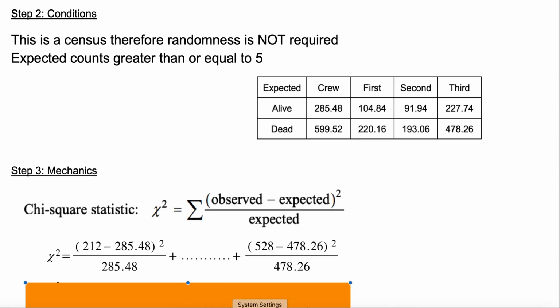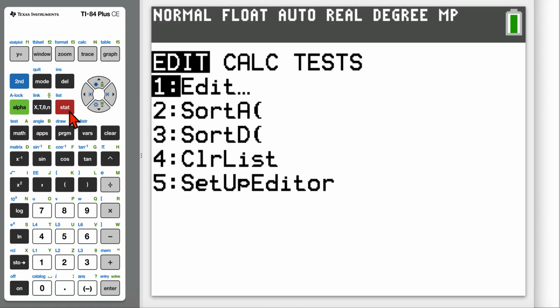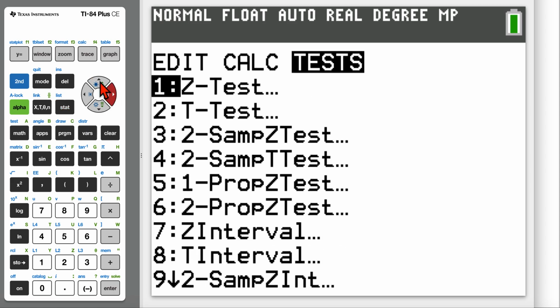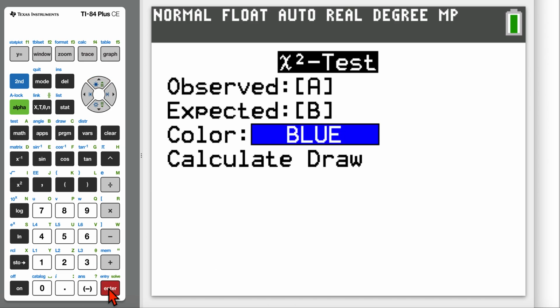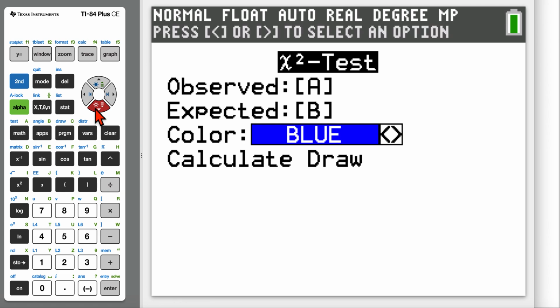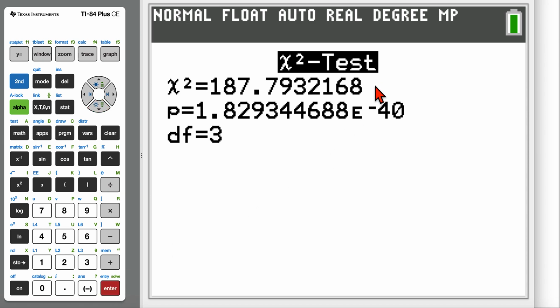And again, let's just go back to our calculator, because our calculator will give us the rest of the information. Stat, arrow over to tests, up to chi-squared test. Our observed are in A. We saw our expected in B. And here we get our very large chi-squared statistic of 187.79. And we get a p-value of 1.829 times 10 to the negative 40, which is so small, it's approximately 0, right? Degrees of freedom.